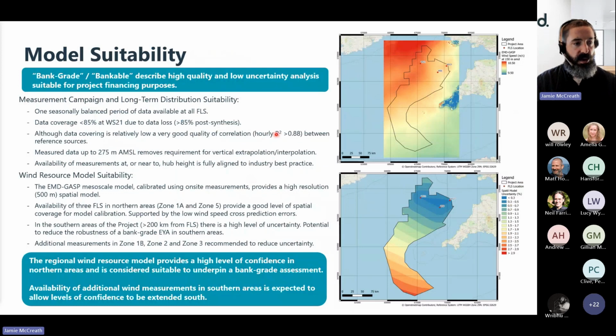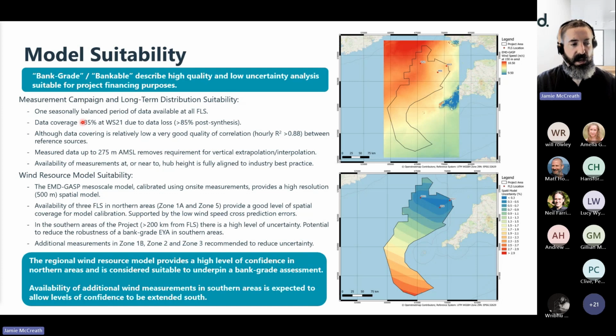So as I mentioned, we've got one seasonally balanced period of data. That is suitable for underpinning a bank grade assessment, but ideally 2 years would be advantageous. But we've seen from the correlations between the site measurements and the off-site reference data sets that we get very good quality of correlation. And we've run an interim analysis using just 6 months and also an analysis using the full year, 13 to 14 months. And there's not a huge difference in the long-term predictions. So it demonstrates that although we don't have 2 years, the 1 year is providing a suitable amount of data to underpin a long-term correction approach.